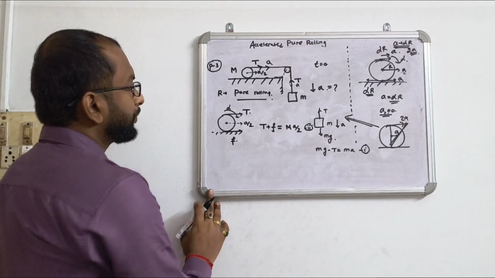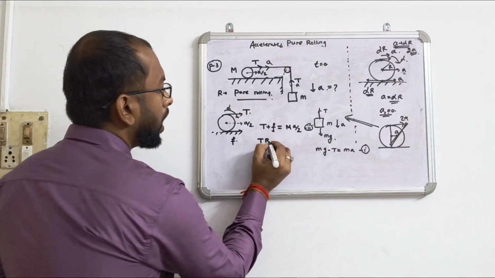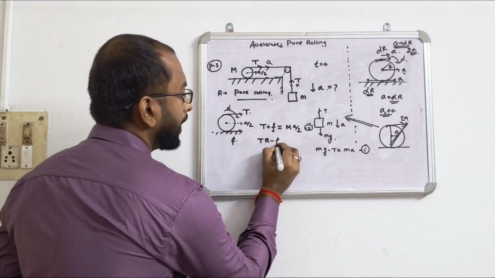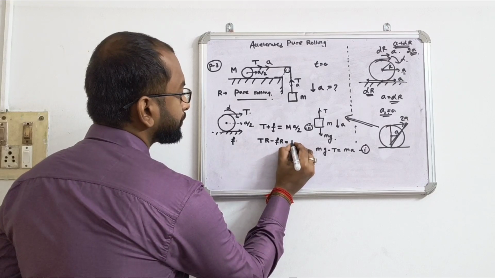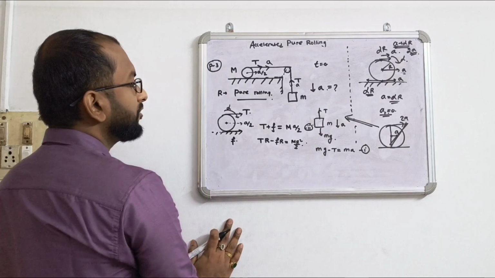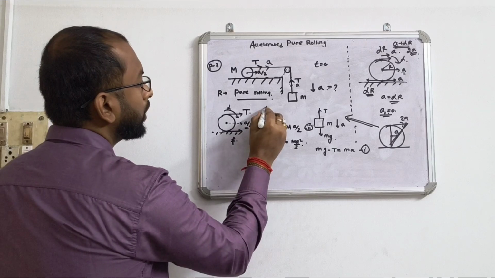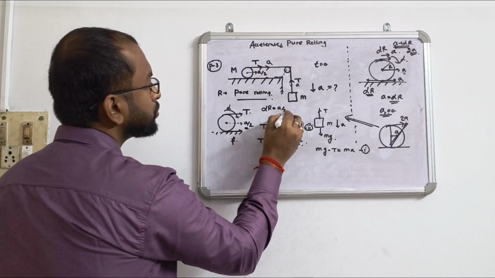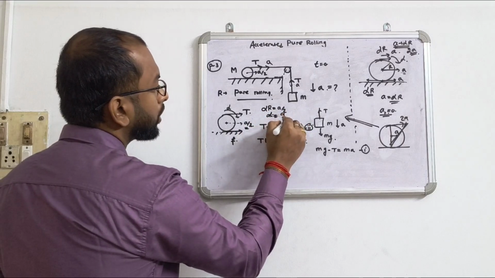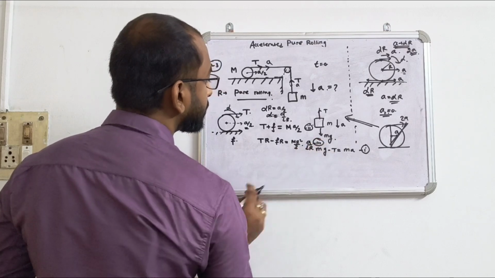Another equation will come, that is the torque. So T into R, that is the clockwise torque, minus the anti-clockwise torque, is going to be I into alpha. But here, what is the value of alpha? It is having pure rolling motion, but the acceleration here is A by 2. So alpha into R is equal to A by 2. So what is the value of alpha? Alpha is A by 2R. We'll just put that A by 2R. That is going to be the third equation.